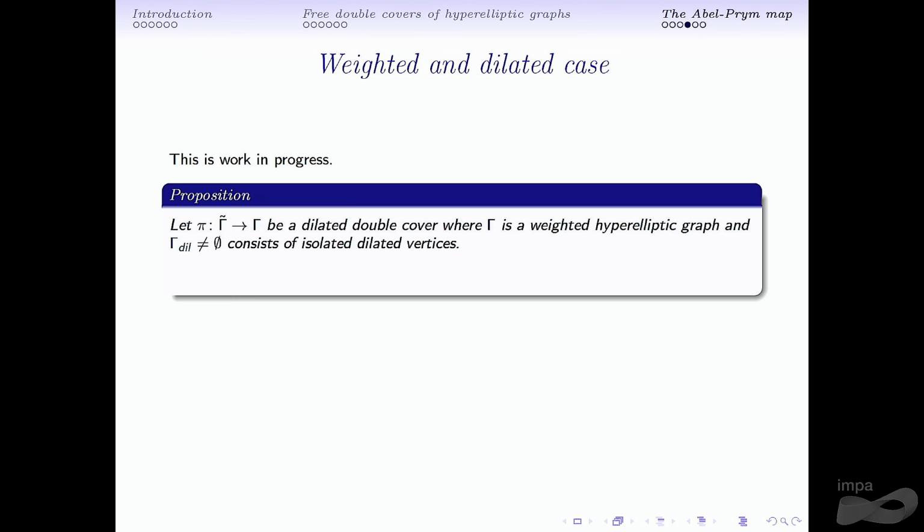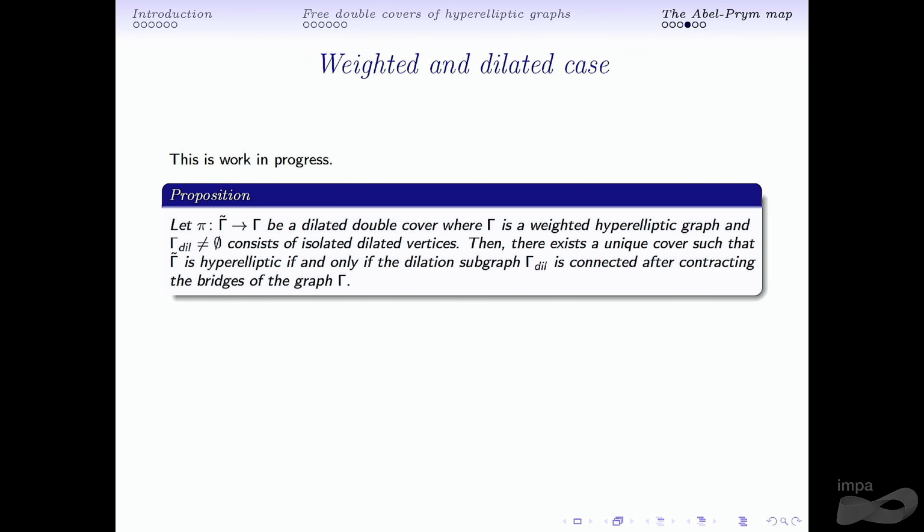And as work in progress, I'm now working on the weighted and dilated case in the hyperelliptic setting. So if we have a dilated double cover and gamma is a weighted hyperelliptic graph, and we consider gamma dil, the set of points where the preimage is dilated, and we consider only dilated vertices, we don't have dilated edges, then there exists a unique cover such that the source graph is also hyperelliptic if and only if the dilation subgraph is connected after contracting the bridges of the graph. So when we have the two-edge-connected case, gamma dil has to be connected.